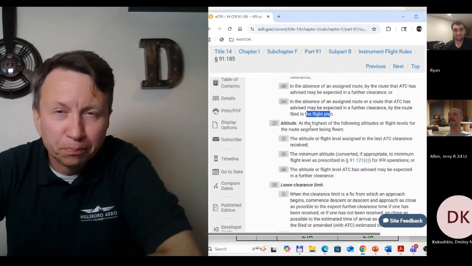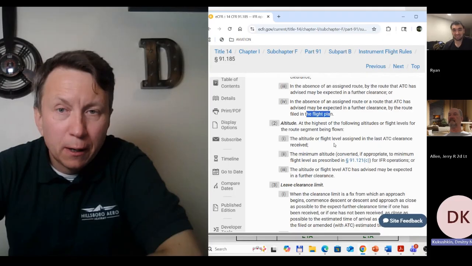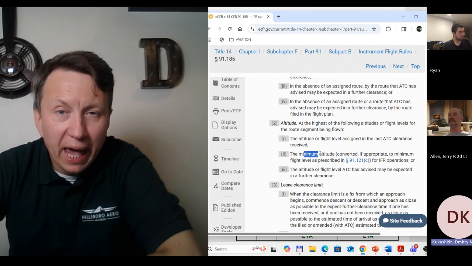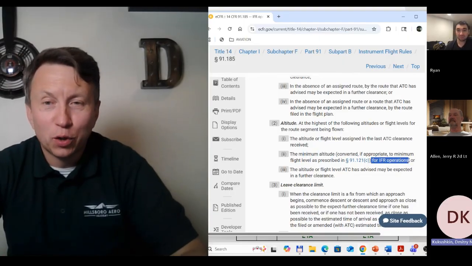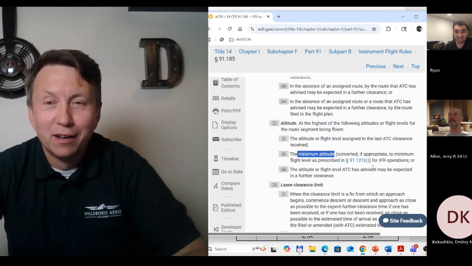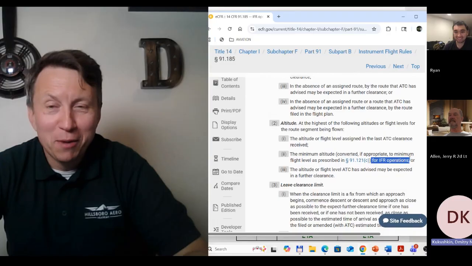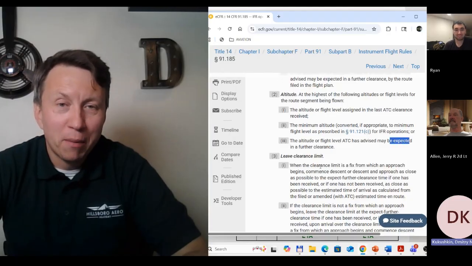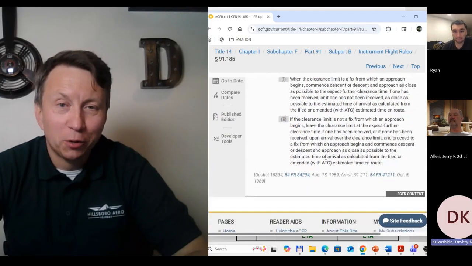Now altitude is the altitude or flight level assigned, and that's the highest of the minimal altitude for IFR operation. Then, trust me, at least once you'll see somebody preaching that this is MEA, and now you'll know that's not MEA, that's the minimal altitude, which could be MOCA as well. And then expected. So there is your MEA, minimal altitude, expected altitude, assigned altitude.